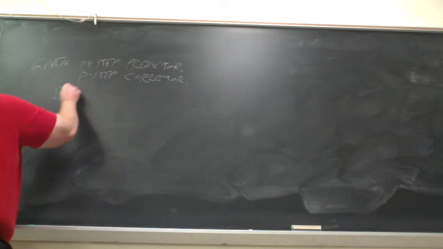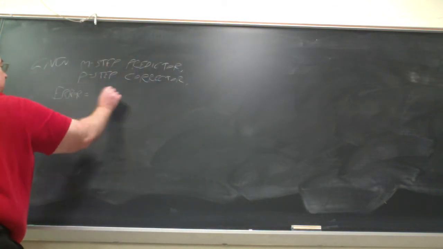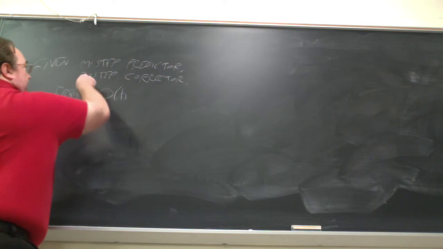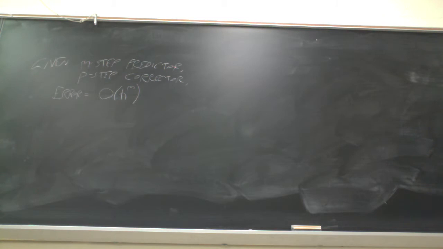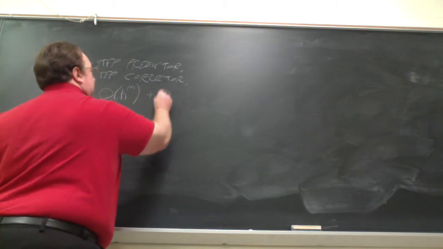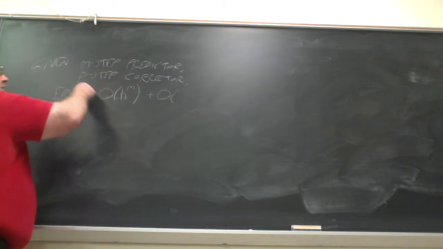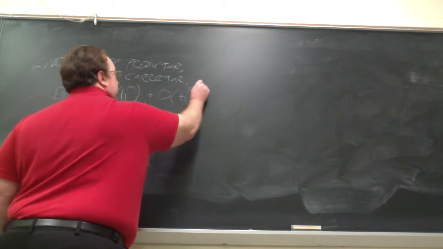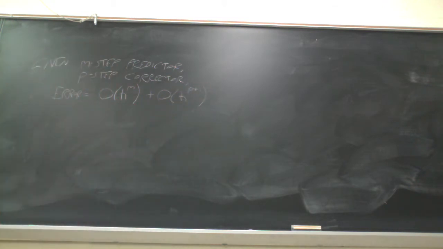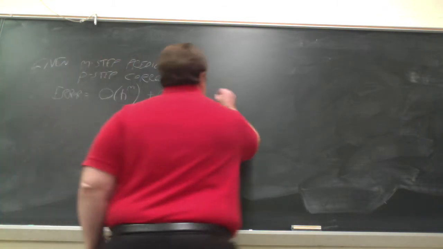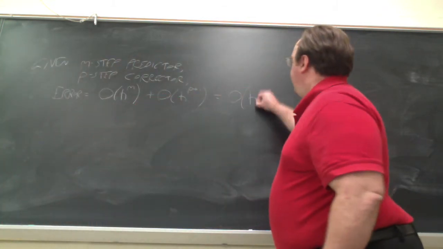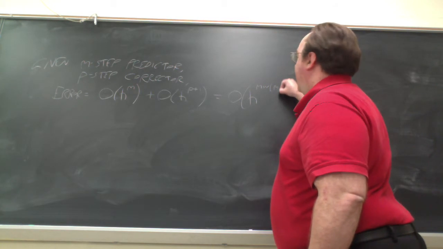So the error is equal to, from the predictor, order h to the m accuracy from that, plus the corrector, the order of accuracy is order h to the p plus 1. So, in effect, whichever is the lower power of h, that's going to be the dominant error. So really it's going to be order h to the minimum of m and p plus 1.